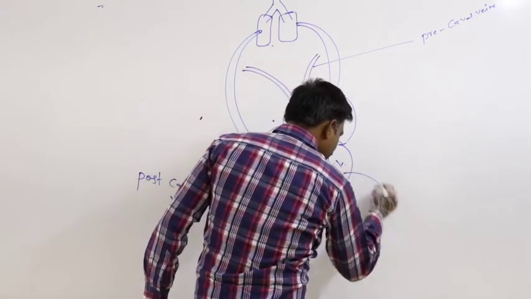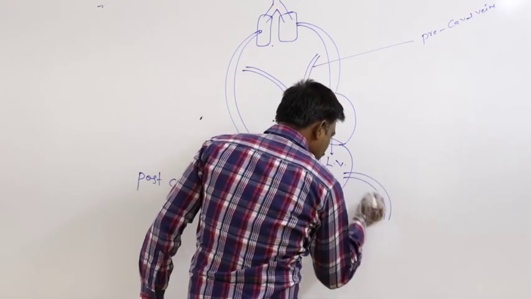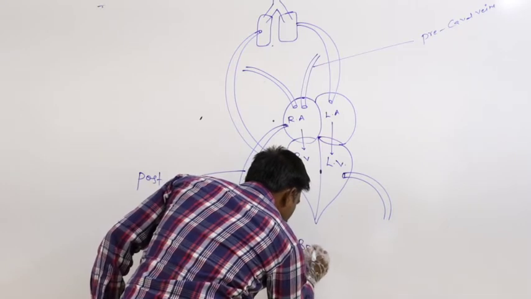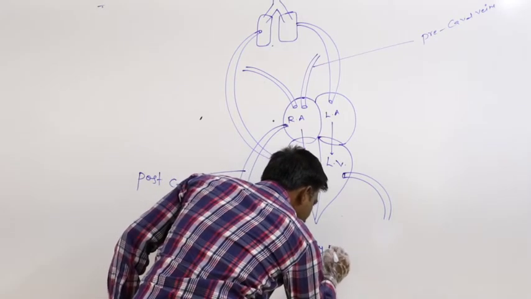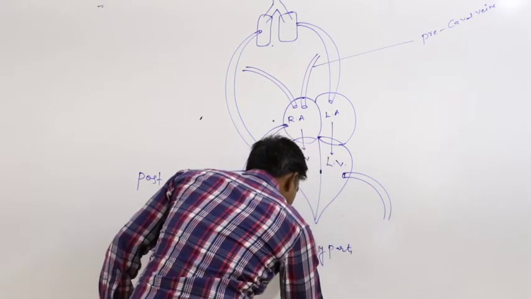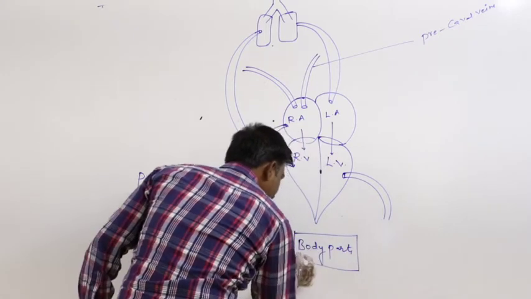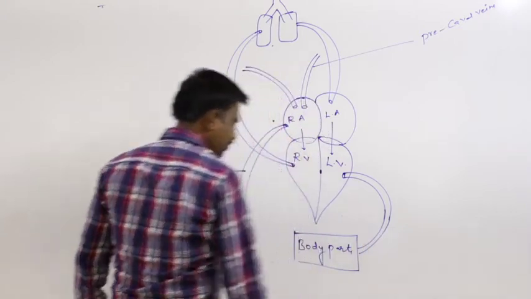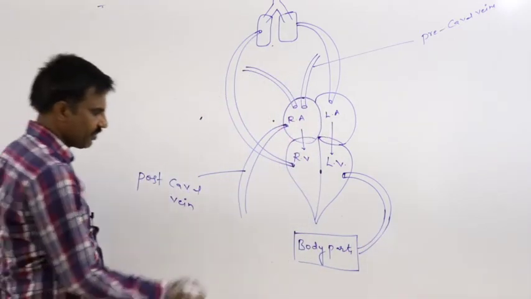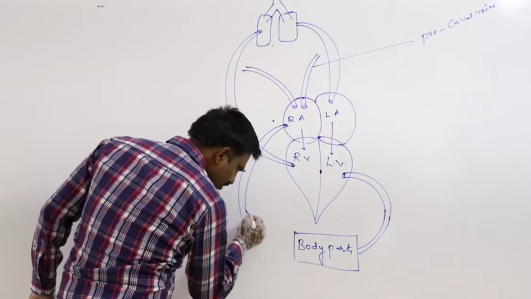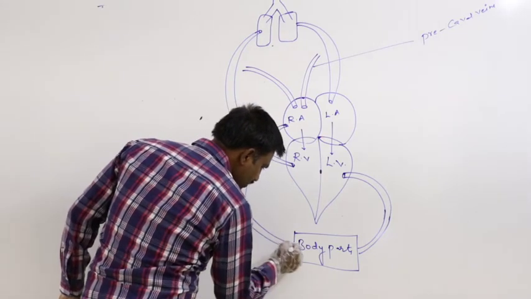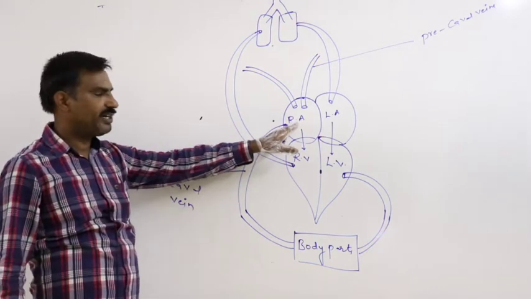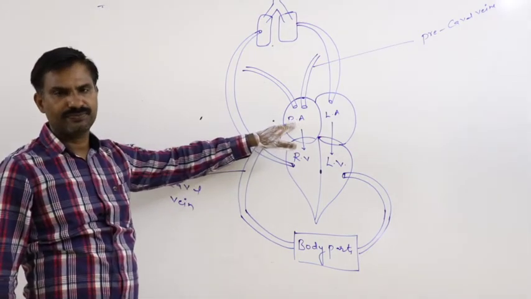From the left ventricle, oxygenated blood is supplied to the body parts. Definitely from the left ventricle, oxygenated blood is pumped to the body parts. Again from the body parts, deoxygenated blood is collected by the right atria once again.